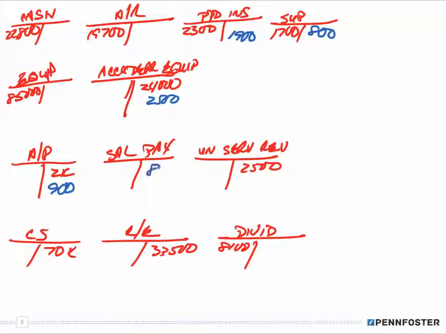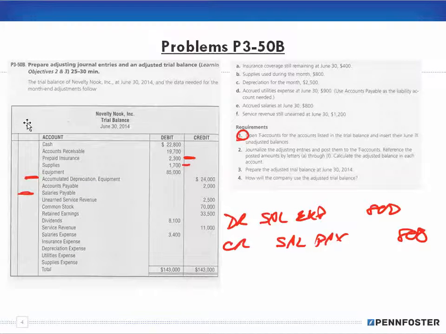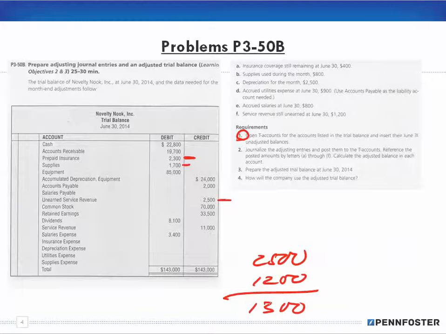Find salaries payable 800, and salary expense gets a debit for 800. The last entry is for service revenue still unearned at June 30th for $1,200. Well, our unearned service revenue was $2,500, and we have $1,200 that's still unearned, which means we earned the difference between the two, which is $1,300.